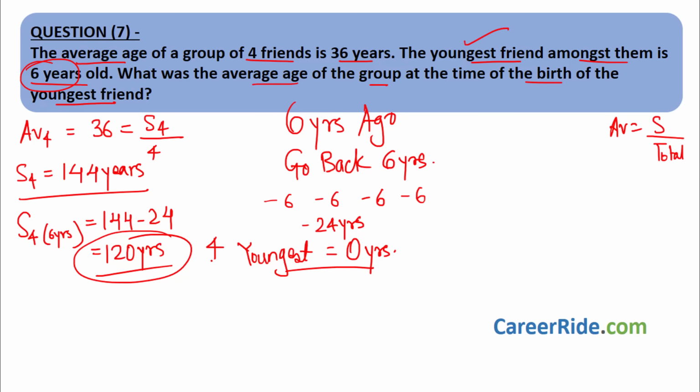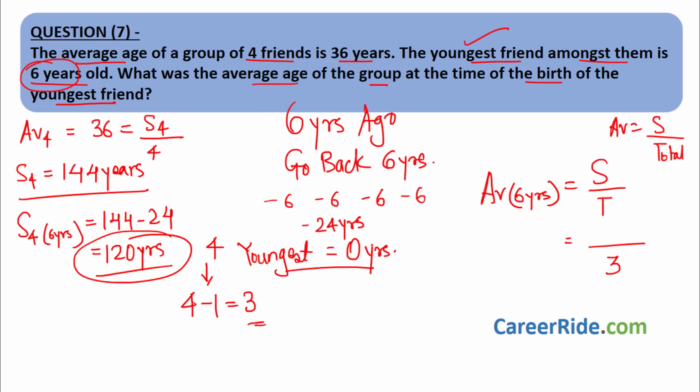So the total number of friends is not 4, but 4 minus 1 equal to 3, right? So again, the average of the group 6 years ago: the sum of the ages of friends divided by the total number of friends. We know the total number of friends is 3. Why? Because the youngest one was just born and his or her age was 0 years. So we need not consider the youngest person, we only consider the other 3 friends, correct? So the total number of friends is 3.